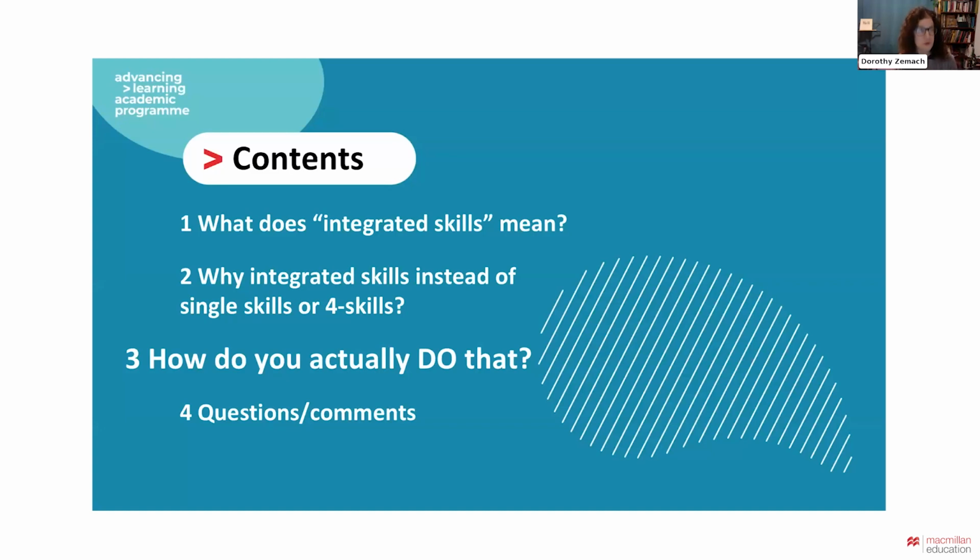So after we talk about what integrated skills are and why they're good, the real question is, how do I do that? What does that look like in an exercise? What does that look like in a classroom? What does that look like in a course? So that's where I want to spend the bulk of my time.